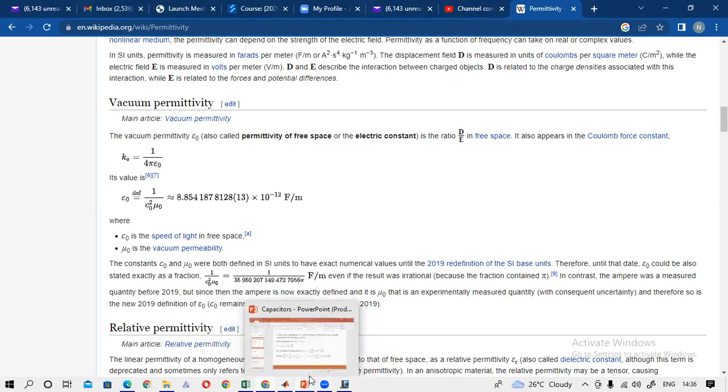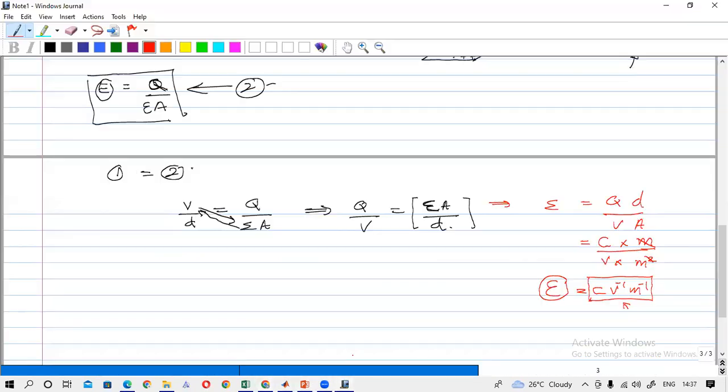So using this one, we can get another one also. I will come to that point. Okay, let's continue our discussion. So we get this expression: Q divided by V is equal to epsilon A divided by D.